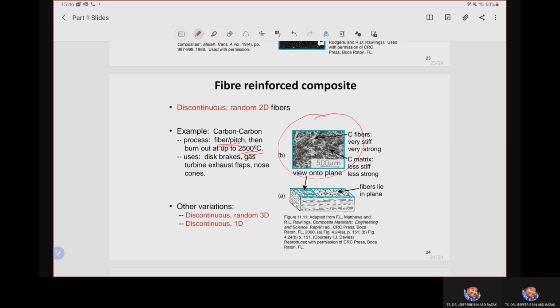This kind of composite is used for applications like disc brakes, considering the good lubrication of carbon material, and as gas turbine exhaust flaps due to the high temperature resistance of carbon material itself. We can also use it as nose cones for aerospace applications. Other than this two-dimensional randomization, the carbon fibers can also be arranged in other variations of three-dimensional and discontinuous one-dimensional random orientation.